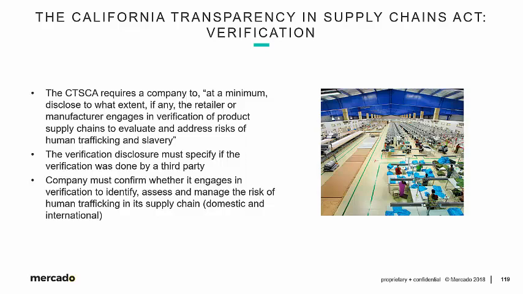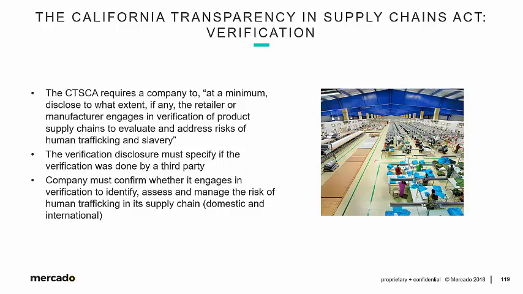In this section, we're going to get into the details of the 5 categories that comprise the California Transparency in Supply Chains Act. The CTSCA requires a company to, at a minimum, disclose to what extent, if any, the retailer or manufacturer engages in verification of product supply chains to evaluate and address risks of human trafficking and slavery. Remember, we said this in the previous section. This act is about disclosure. U.S. importers that are subject to the act must disclose what they're doing to help eradicate forced labor. And then the consumer can judge with their wallet and decide whether they want to buy from a given importer.